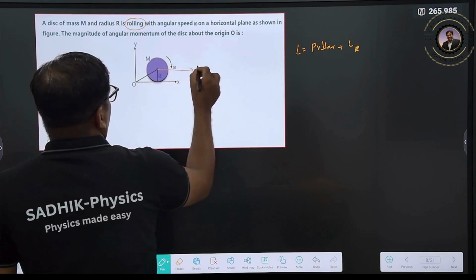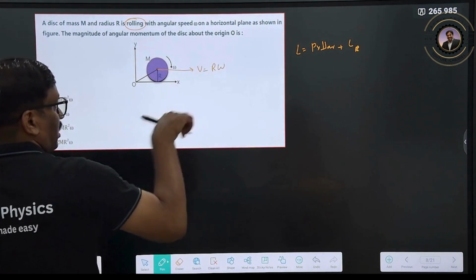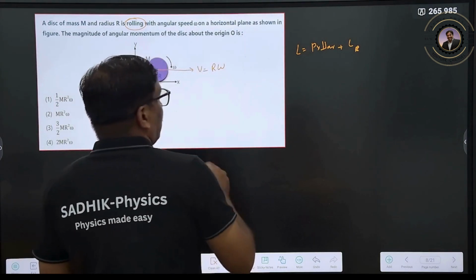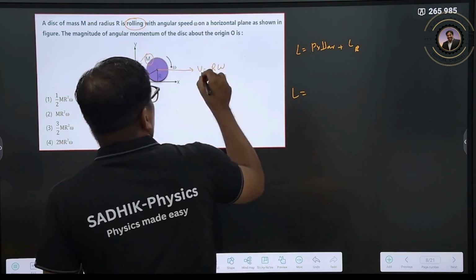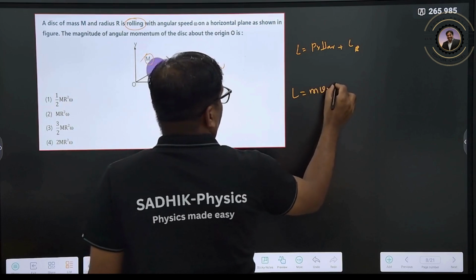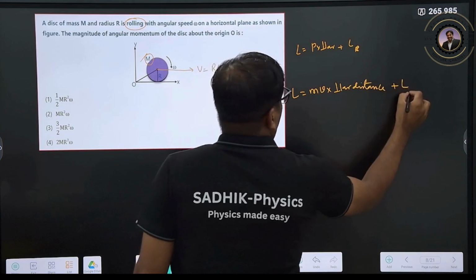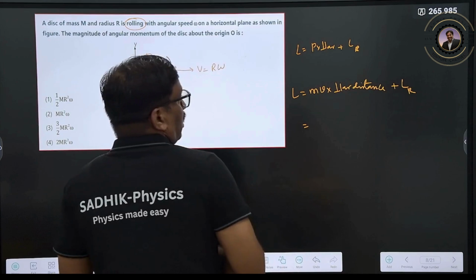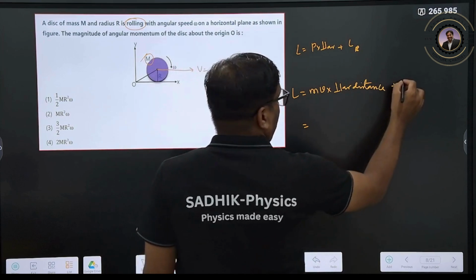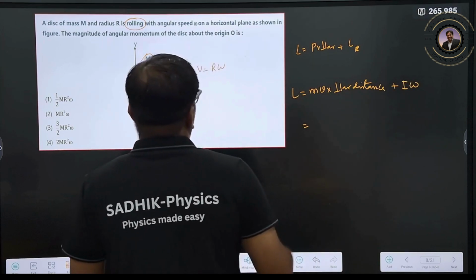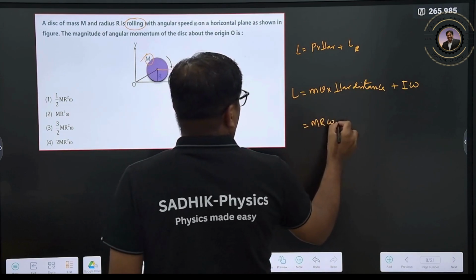Rolling means what will happen now? It will be having velocity, so velocity is nothing but r omega. Due to the translation, the angular momentum is momentum into perpendicular distance. This is having mass m, so mv into perpendicular distance, plus the rotational part, which is nothing but I omega. Clear? So m into v is nothing but m r omega, into perpendicular distance.